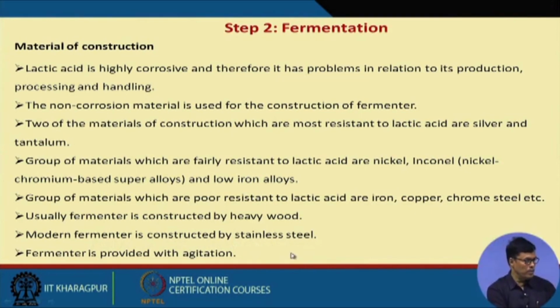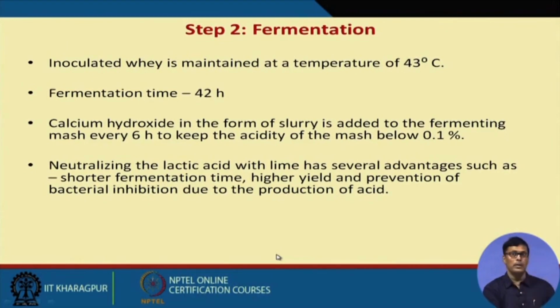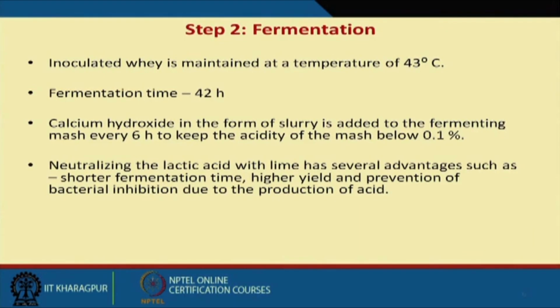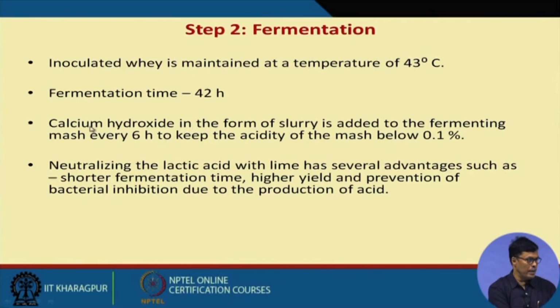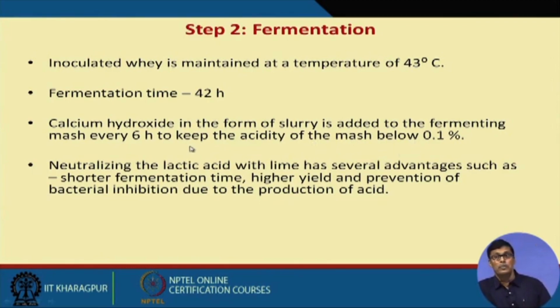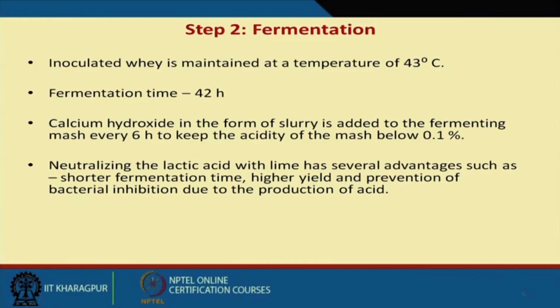The fermenter is provided with an agitator. The agitator is required so that the cells can remain in suspension. The inoculated whey is maintained at 43 degrees centigrade. Fermentation time is 42 hours. Calcium hydroxide in the form of slurry is added to the fermentation mass every 6 hours to keep the acidity below 0.1%. Because if you allow the acidity to build up, that will hinder the growth of the organism. So, this is to be maintained.